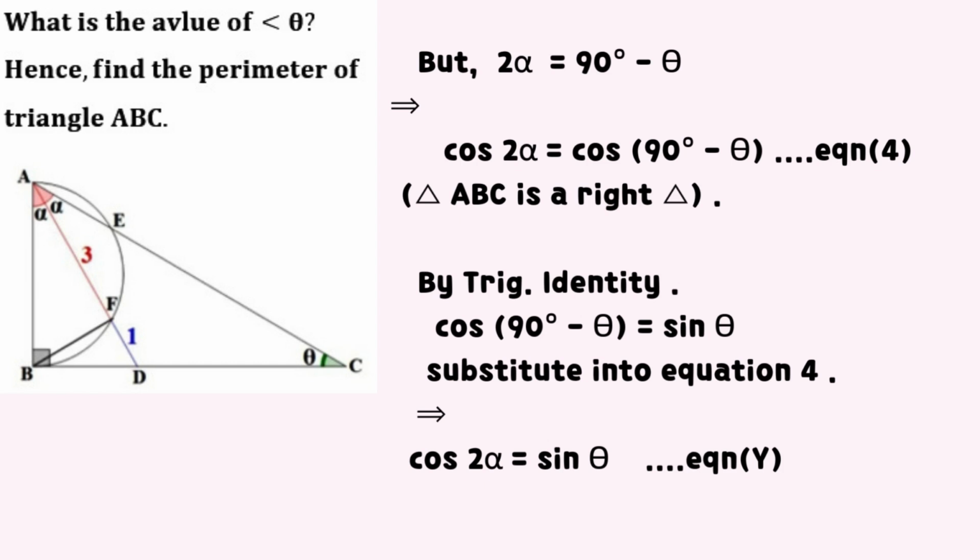By trigonometric identity, cosine of 90 degrees minus θ equals sin θ. Substitute into equation 4. It implies that cosine 2 times alpha equals sin θ. We call it equation 5.